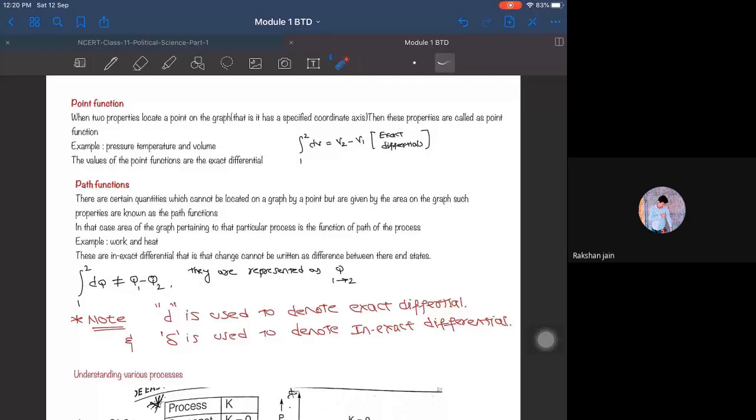In the next class, I'll be explaining what you mean by exact differential and what you mean by inexact differential. Okay, just take the notes. Where D represents exact differential, delta is used for inexact, and all those things we'll be discussing. As of now, just take the notes.